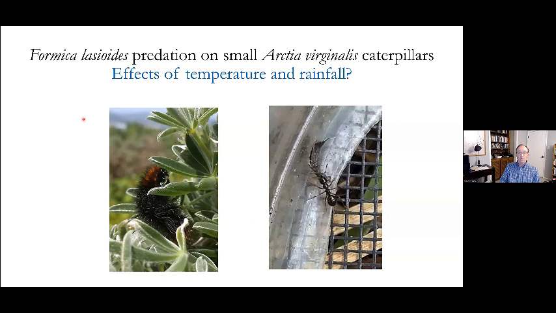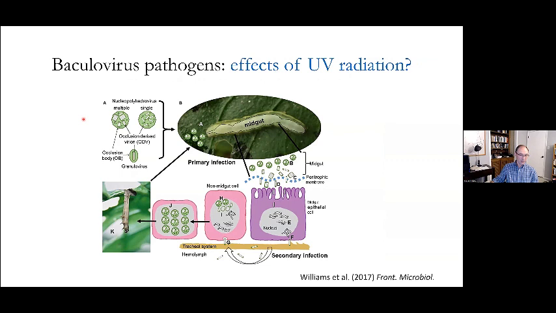We'd also observed that there seemed to be diseased caterpillars present in the system. This is an unhairy caterpillar where it's easier to see, and you can see that this species of caterpillar has gone limp and appears to be dying. These baculovirus pathogens are potential culprits for that. And we were able to confirm the presence of a baculovirus in the moth species, and to carry out some studies of that, which I'll talk about after the ant predation stuff. On that one, we were particularly interested in the effects of UV radiation, because these baculoviruses are known to be very sensitive to UV radiation. So we decided to look at that in our study system.